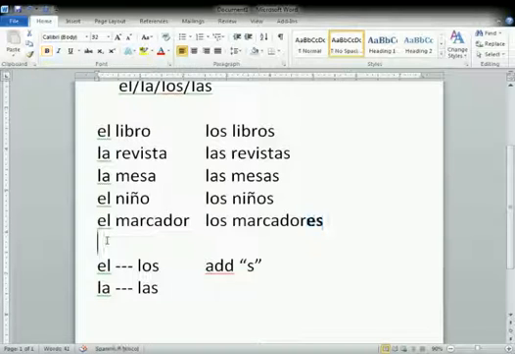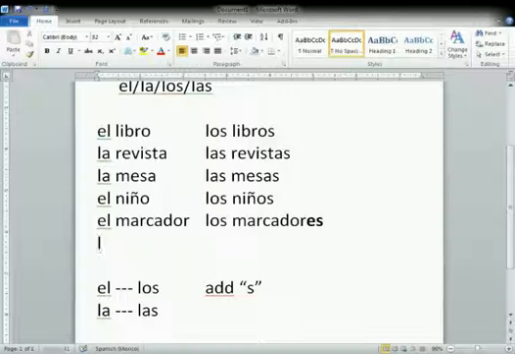Los marcadores. Another example, we have la mujer. The woman. Now there's more than one woman. La becomes las. Mujer, you look at our rules and you think, okay, I want to add s. Once again, no, we're going to add es. Las mujeres.